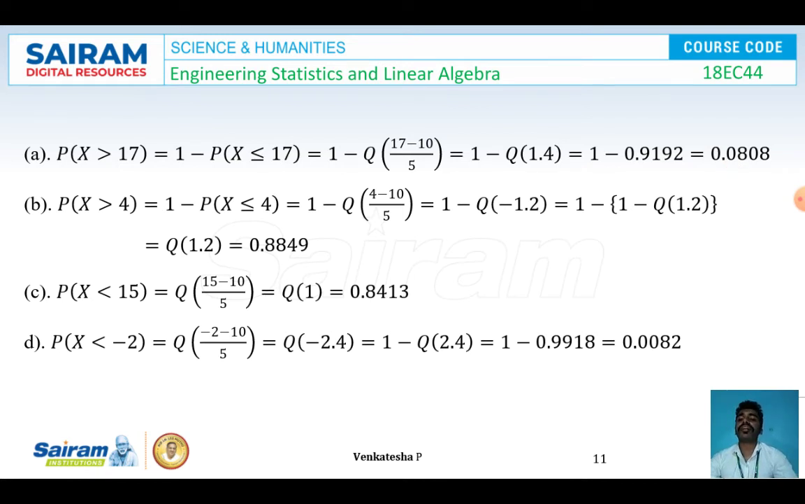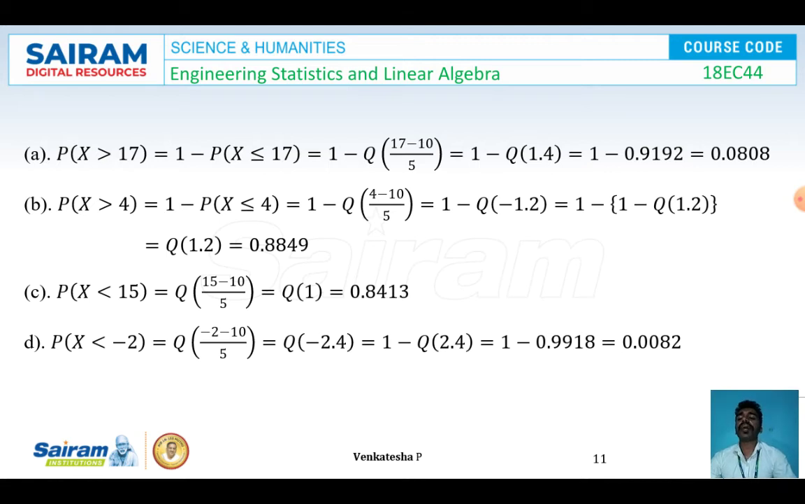Next one, P(X > 4). We can write P(X > 4) as 1 minus P(X ≤ 4). It will be equal to 1 minus Q((4 − 10)/5). On simplifying this, we got 1 minus Q(−0.2). Since we have to represent only positive arguments, I'm going to convert this Q function to a positive one. So it will be equal to 1 minus Q(1.2)... wait, 1 minus (1 minus Q(0.2)). So now I got the expression 1 minus Q(1.2). This 1 gets cancelled. I got only Q(1.2). Q(1.2) will be 0.8849 from the normal distribution table.